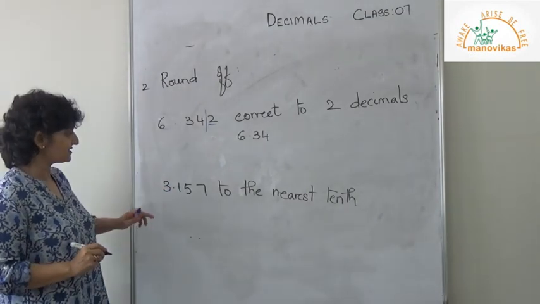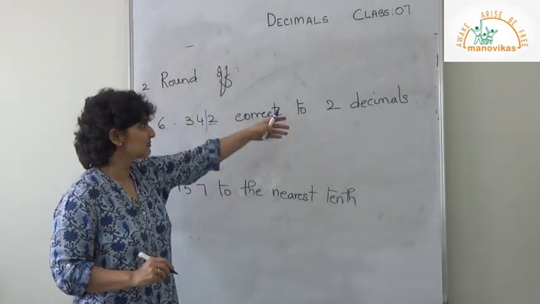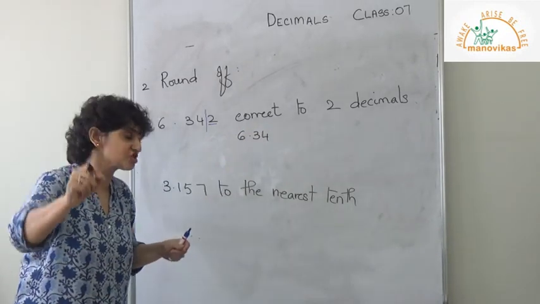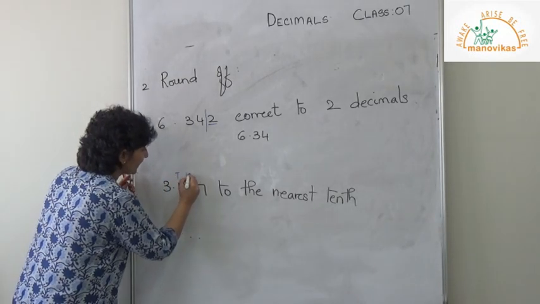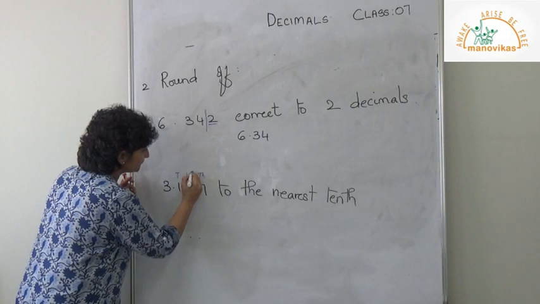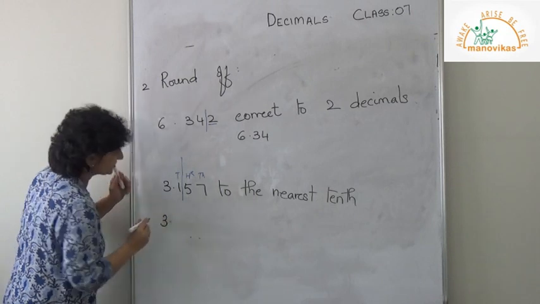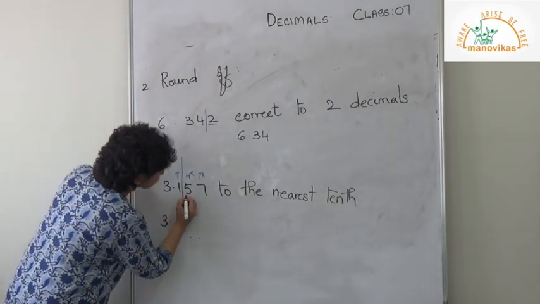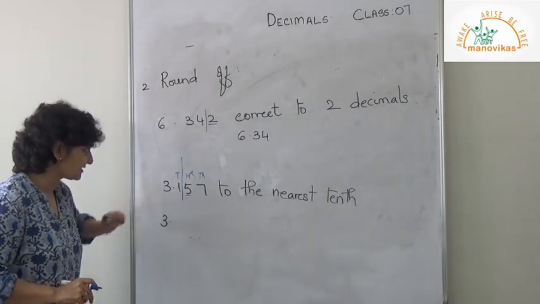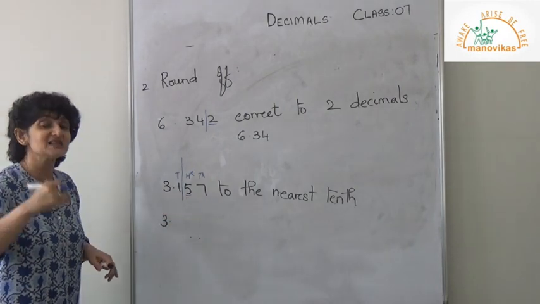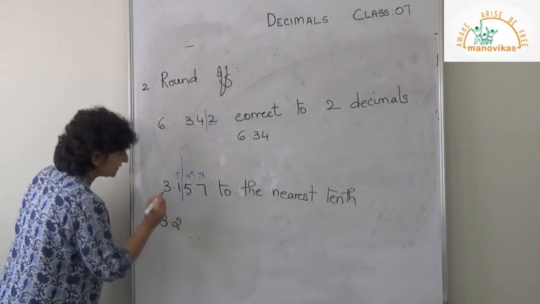Now next, another example is 3.157 to the nearest tenth. It doesn't matter. Here they said 2 decimals. Here they have mentioned the place value. To the nearest tenth. So this is my tenth, my hundredth, my thousandth. So this is my tenth. Right? So I have 3 point. Now let's see. Now this is 5. Correct to the nearest tenth. So this is my tenth. Now this is 5. That means I can add plus 1. Right? 5 and more. So this becomes 3.2.